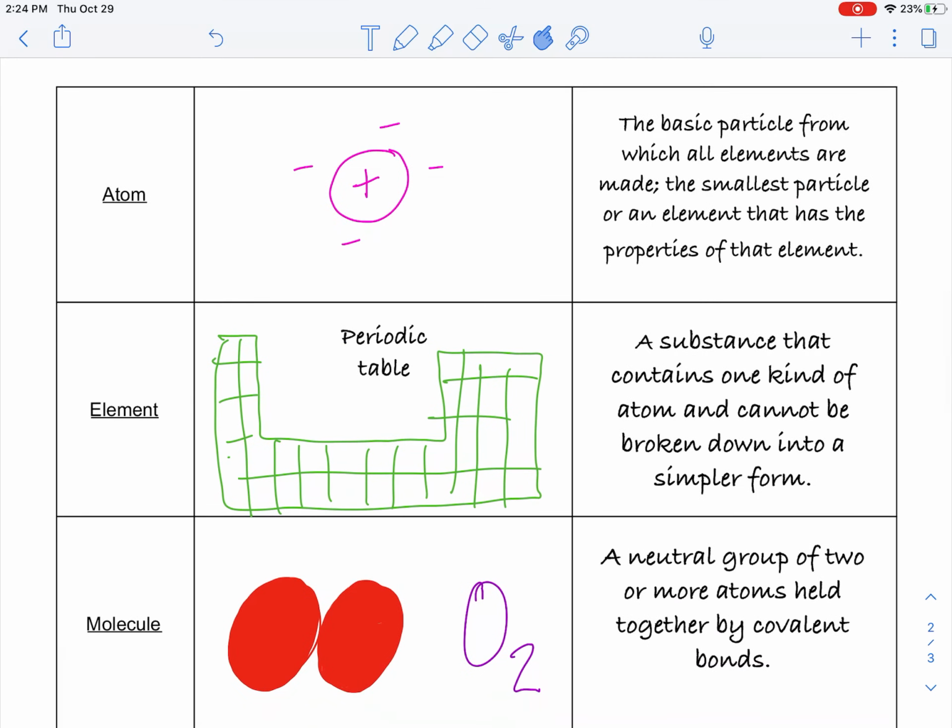So continuing on, an atom. This is the basic particle from which all elements are made. The smallest particle of an element that has the properties of that element is an atom. And so in the most basic terms, we have a positively charged nucleus in the center. We also have our negatively charged electrons on the outside. You might have over time seen a symbol closer to this as your atom. This is kind of the universal symbol for atom.